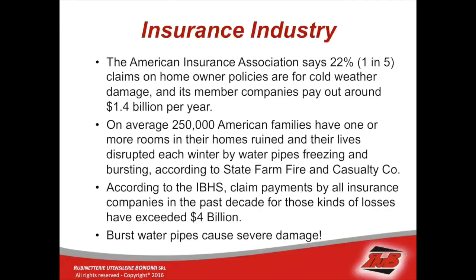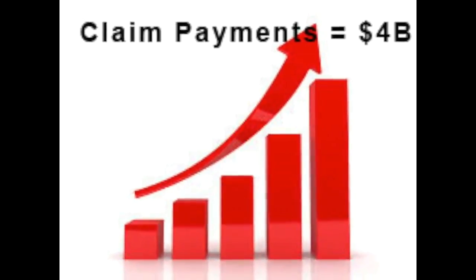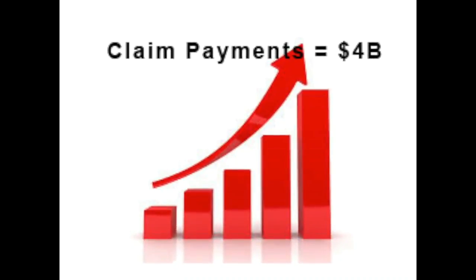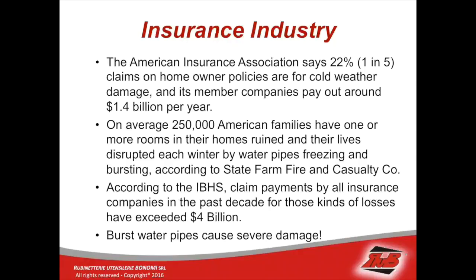The American Insurance Association reports that 22%, 1 in 5 claims on homeowner policies are for cold weather damage, and its members pay out $1.4 billion each year. And according to State Farm, on average, 250,000 American families have one or more rooms in their homes ruined and their lives disrupted each winter by water pipes freezing and bursting. Over the past decade, insurance payments for these kind of claims have exceeded $4 billion. It's easy to see that burst water pipes cause severe damage.